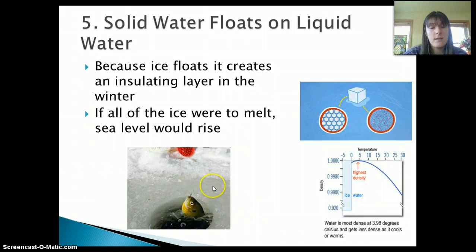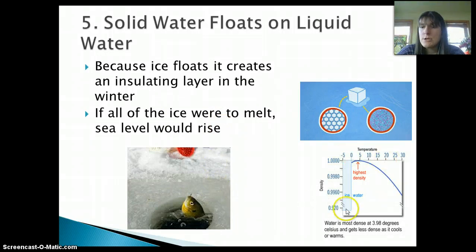One reason is that in the winter, in cold places, there's going to be a layer of ice that forms on top of the water. That's going to act as an insulation, and that allows the water below that to remain liquid. So that allows fish and other things to survive throughout the winter, and prevents the whole planet from turning into a solid block of ice. In addition, if all of the ice on Earth were to melt, sea level would rise a whole bunch, and we would have a lot less land overall.